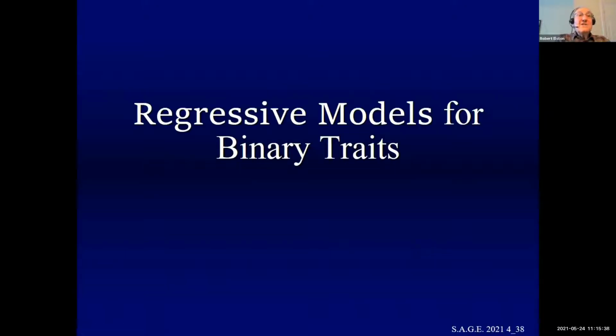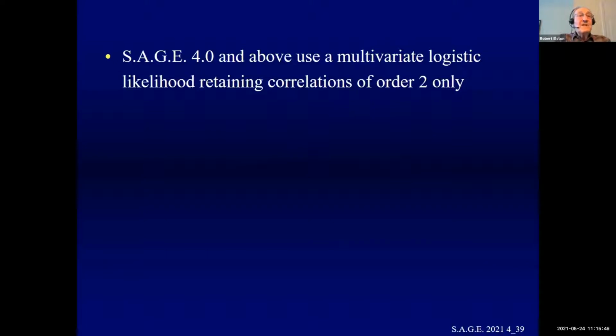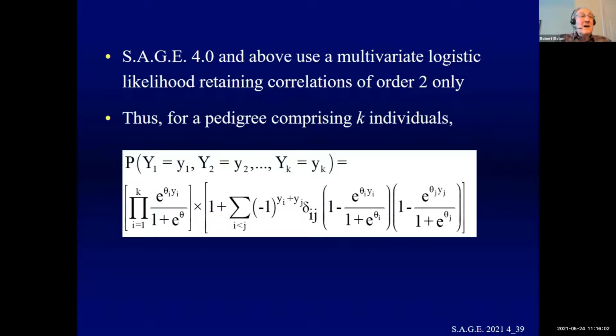So now let's consider regressive models for binary traits. In S.A.G.E 4.0 and above, we have available a multivariate logistic likelihood retaining correlations of order 2 only. So for a pedigree comprising K individuals, you take the product for I going from 1 to K.